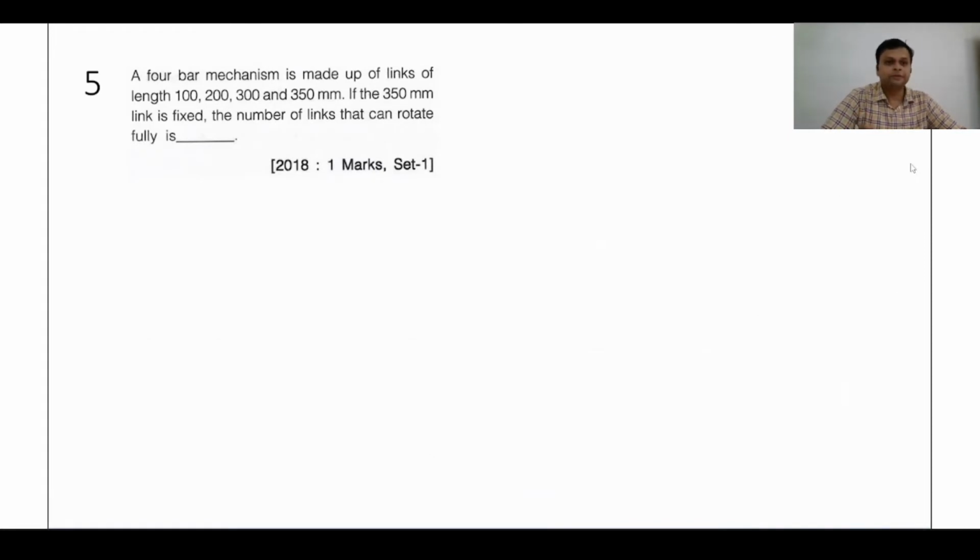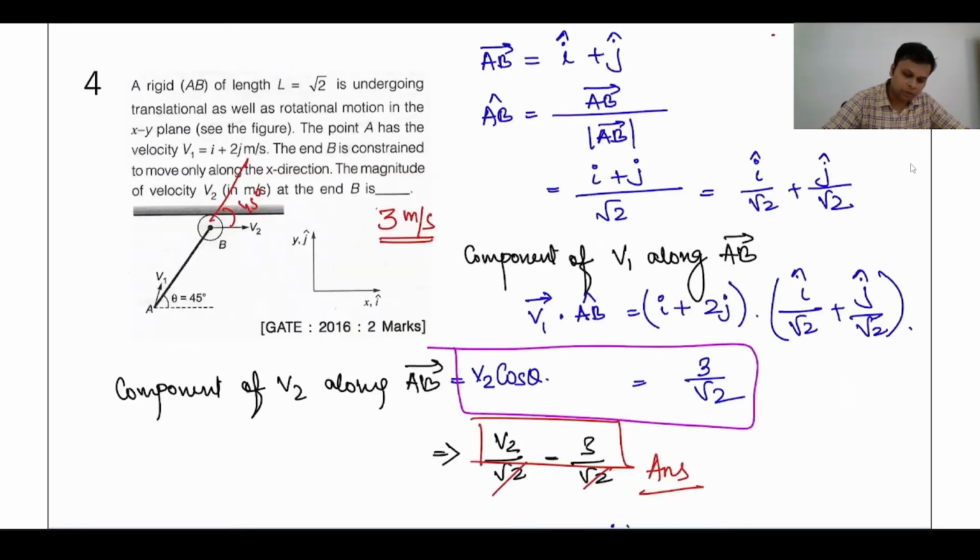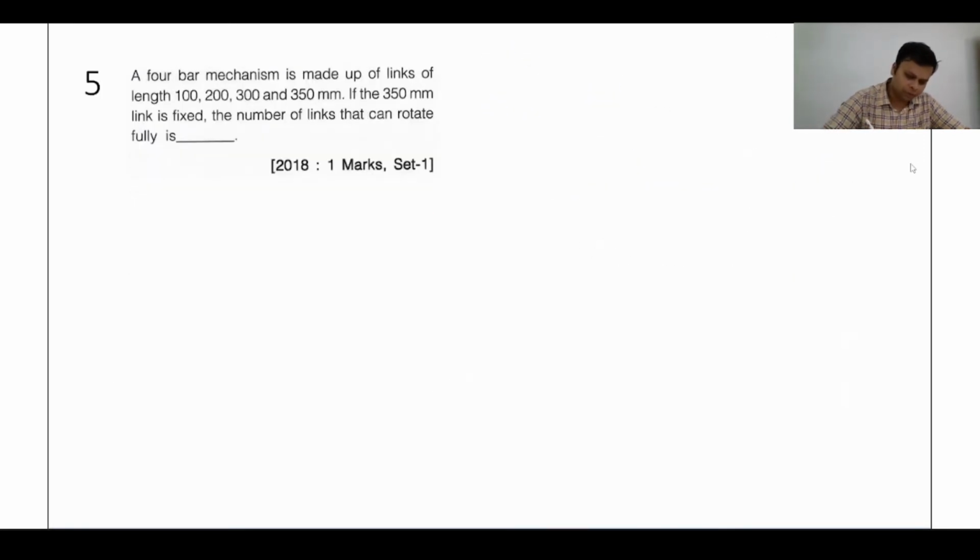Question number 5. A 4-bar mechanism is made up of links of length 100, 200, 300 and 500 mm. If the 350 mm link is fixed, the number of links that can rotate. You can see, though it is not given here, the order of the links. What we have to do, we have to take it in the serial order. There is no other way. Right? What else can we do? So this is the 350. So we have the 100, then 200, then 3.